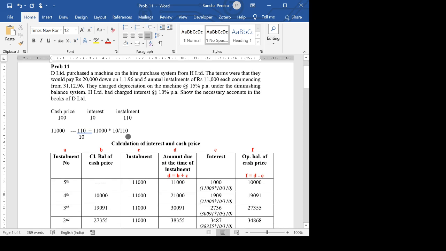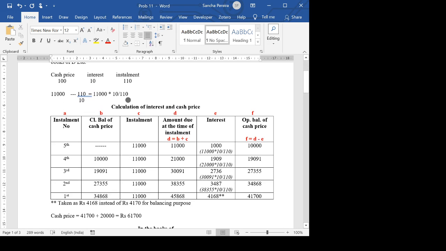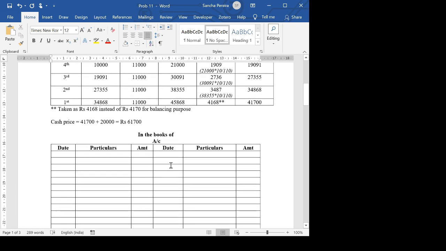Another thing I would like to tell you. Now, they've also said depreciation. Now, normally where we used to do depreciation, we used to do it here. Now, to calculate depreciation year-wise from the back, it's very difficult. Especially when it's a diminishing balance method because we don't know the cash price yet. We don't know the opening balance yet. So, in a problem like this, we keep depreciation directly for the ledger accounts.